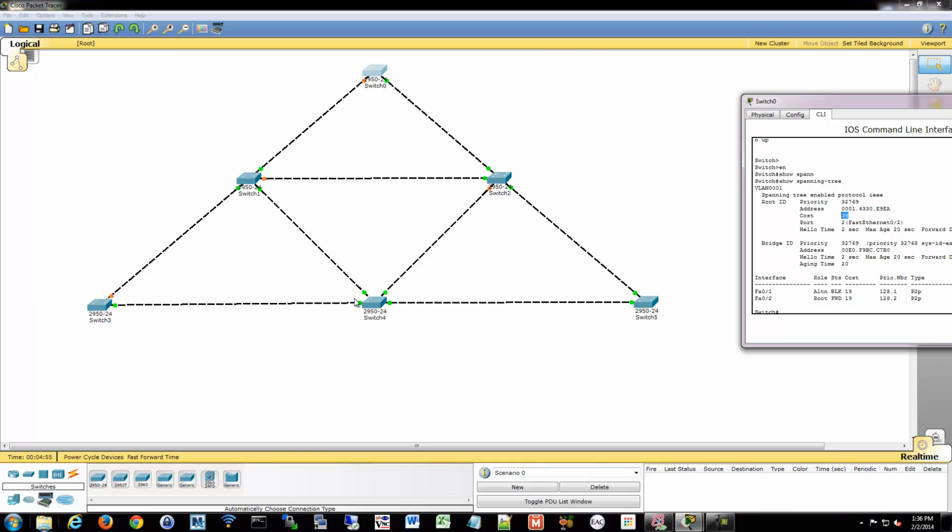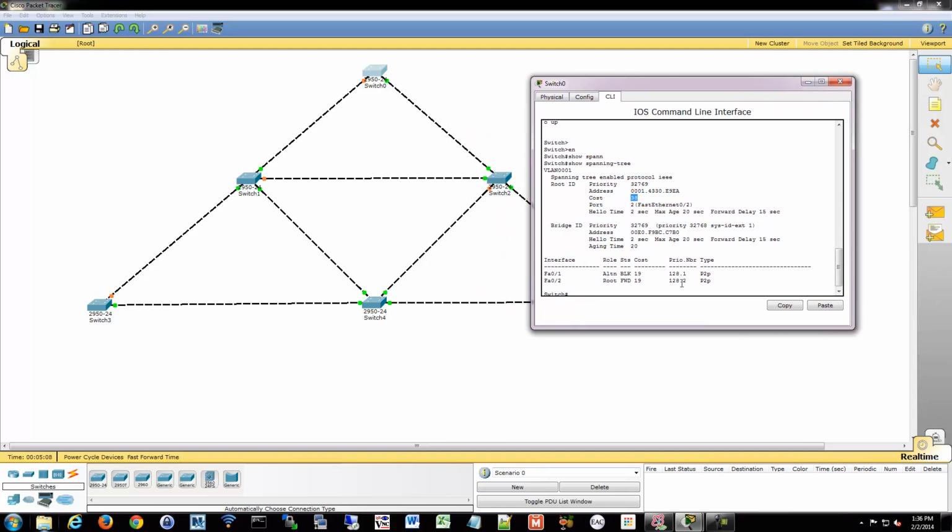See how all these connections are currently active, and they're 2 hops away, 2 switches away from switch 0. So one of these two is probably going to be my root bridge. So we're going to have to go find him.